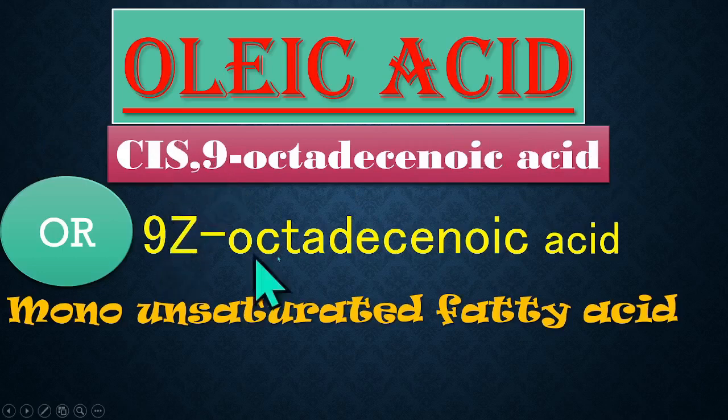So this is also known as 9Z-octadecenoic acid. Here we mentioned it as cis. Instead of writing cis, simply by writing Z, Z is identified as cis. So it is 9Z-octadecenoic acid. If you mention it as 9E, then that is elaidic acid. The trans configuration is shown as E, and the cis configuration is shown as Z. That is why it is a monounsaturated fatty acid. So we can call it simply oleic acid, or you can say it as 9Z-octadecenoic acid.